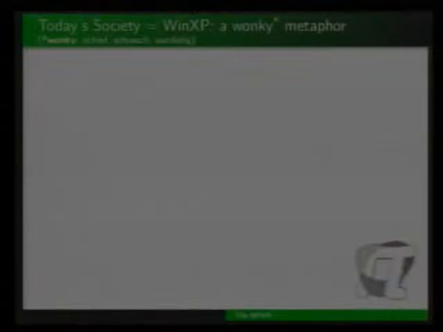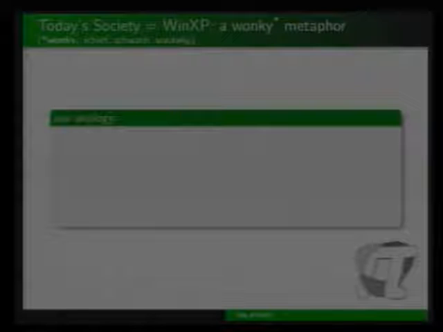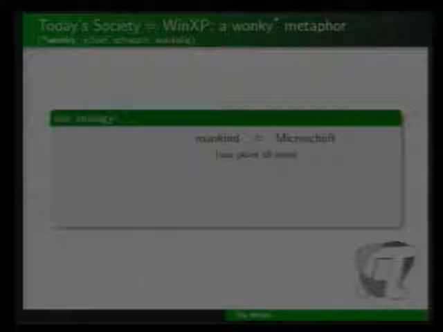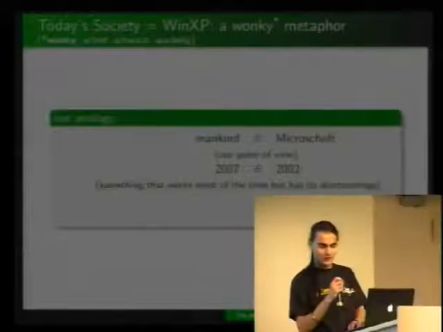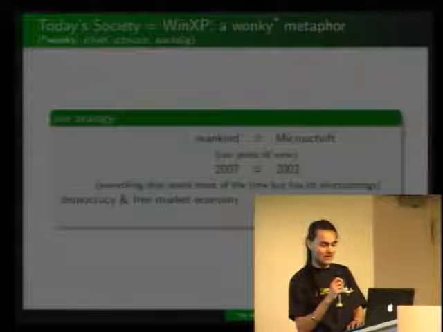So let me explain this with a metaphor. You all know Windows XP. It's not that bad, but it's not quite that good. So let's for a second use this analogy. From our perspective, we as mankind are Microsoft, and the time is 2007 right now, equals 2002. This is the time when Microsoft released Windows XP Service Pack 1, which works most of the time, but it has some issues.